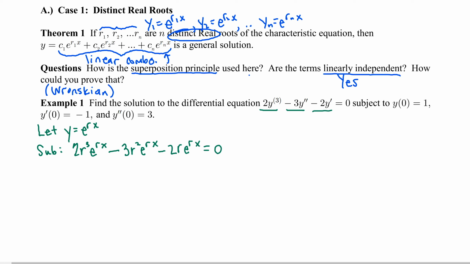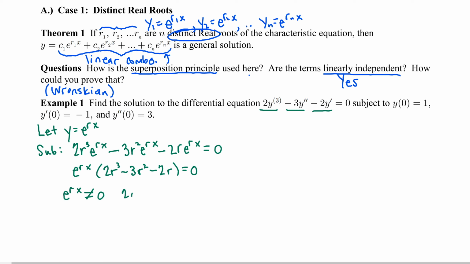As we saw with our general development of this method of solution, we have e to the rx in common between all of our terms, so we can factor that out. When we take it out, we obtain a third degree polynomial expression, 2r cubed minus 3r squared minus 2r equals 0. Now, if we set each of these factors equal to 0, we know that e to the rx is never equal to 0, so I'm not going to get any information about r out of that factor.